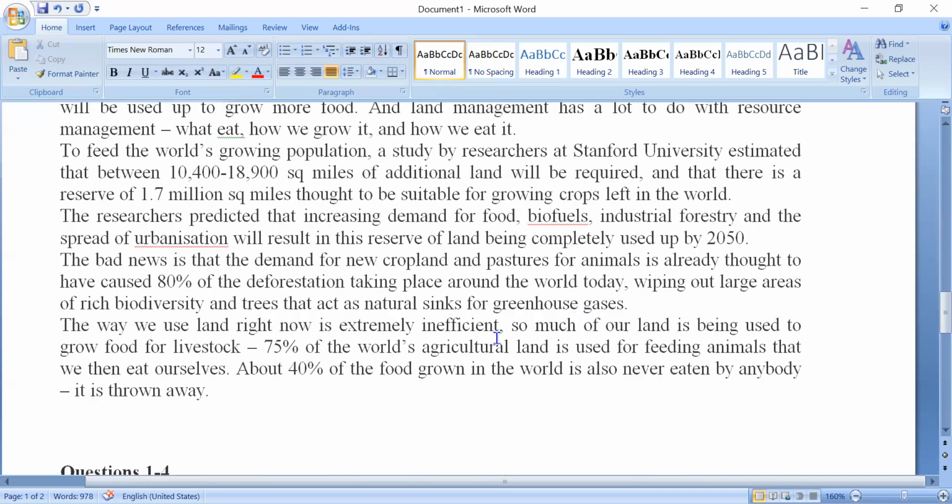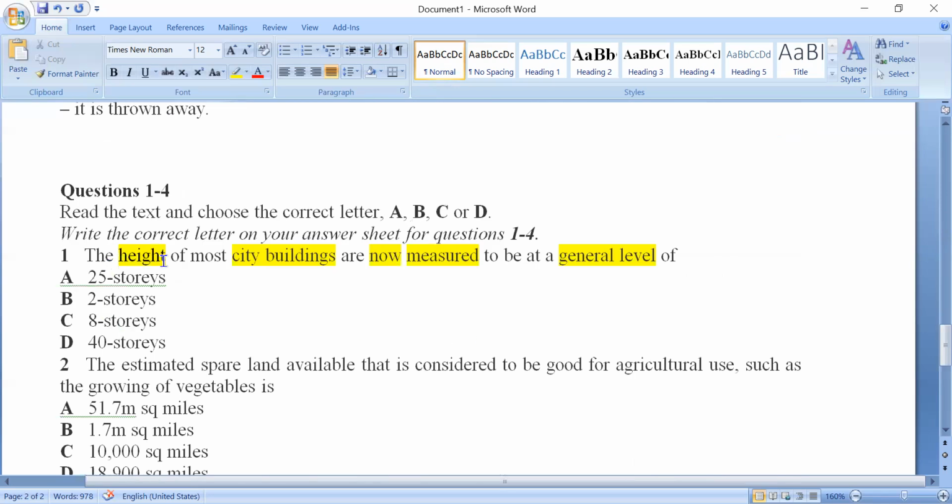Okay, so the height of most city buildings are now measured to be a general level of 80 stories. Okay, বুঝতে পারছেন?